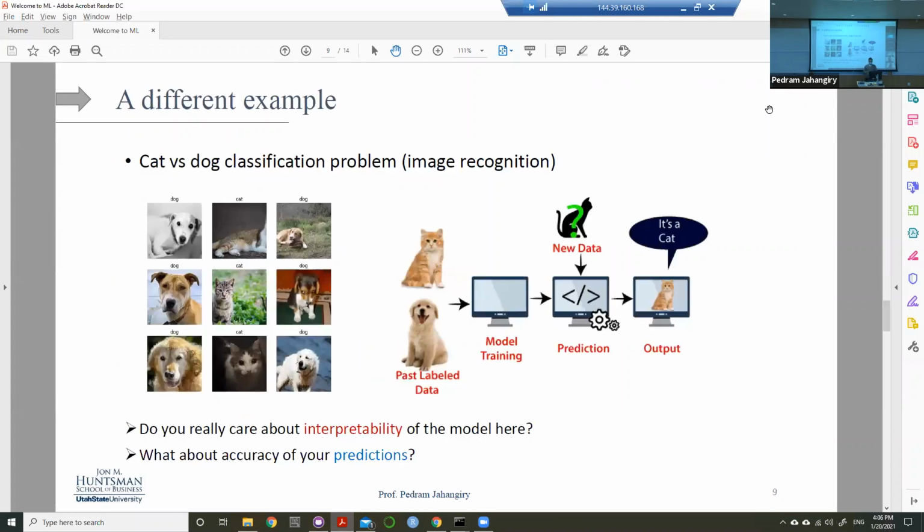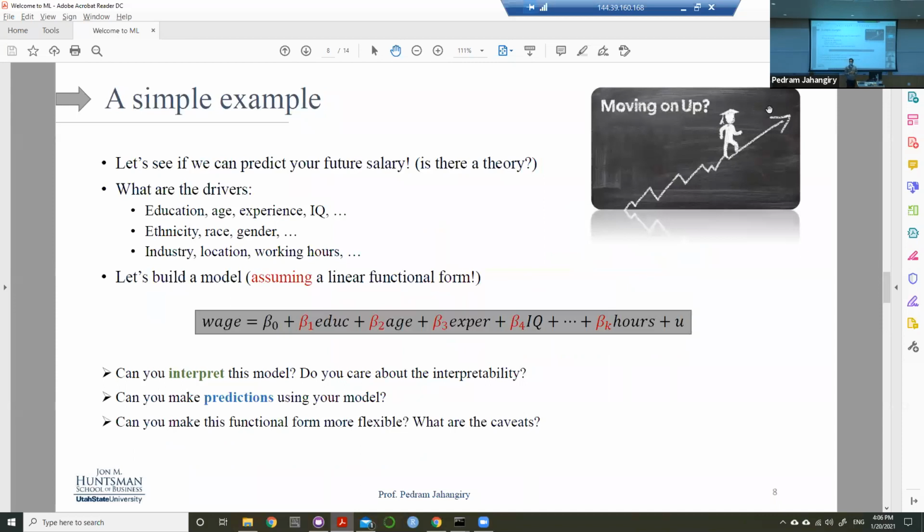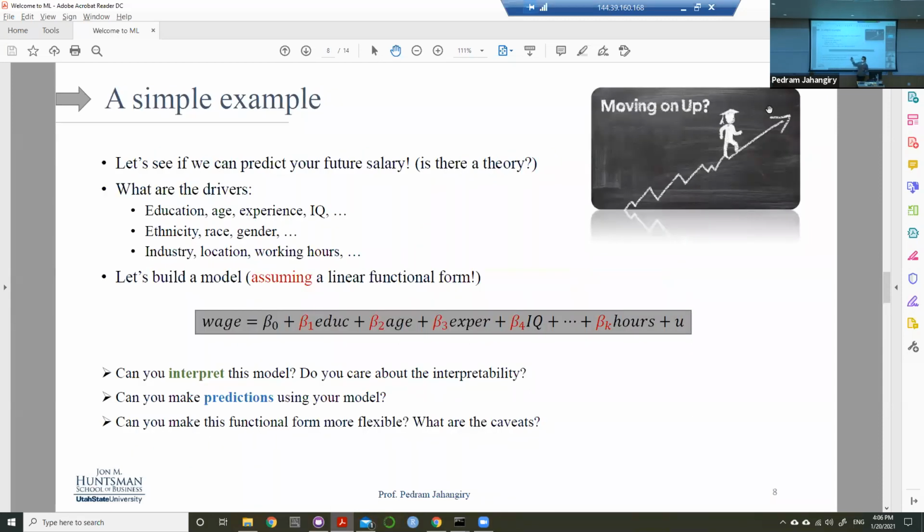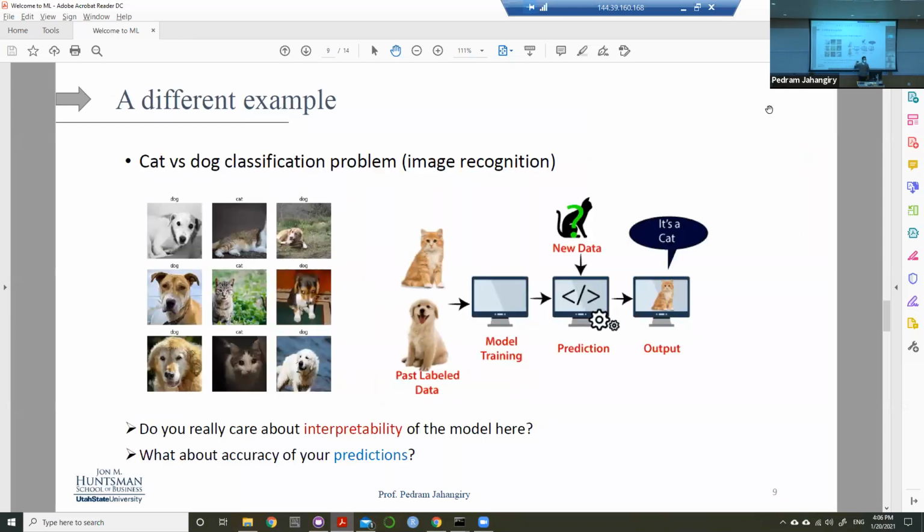Now let's look at another example. Imagine you want to classify cats versus dogs. So this is a classical cat versus dog classification problem, image recognition. Take a look at this one. This is your data. Where do you start? Is there a theory? No. Can you do something like this? Why do you think you cannot do something like this? What's the deal with this data set that you cannot think of a model like this? What do you think?